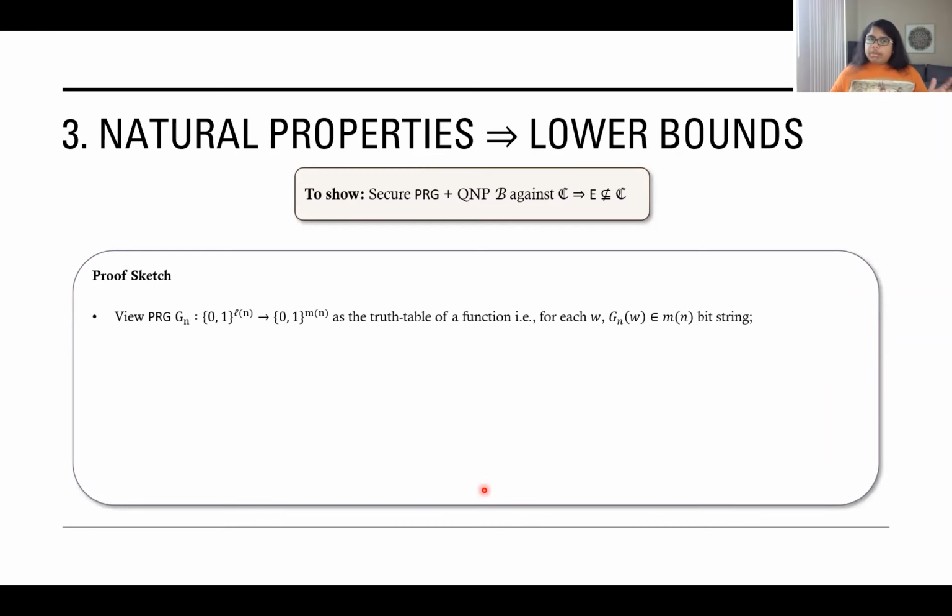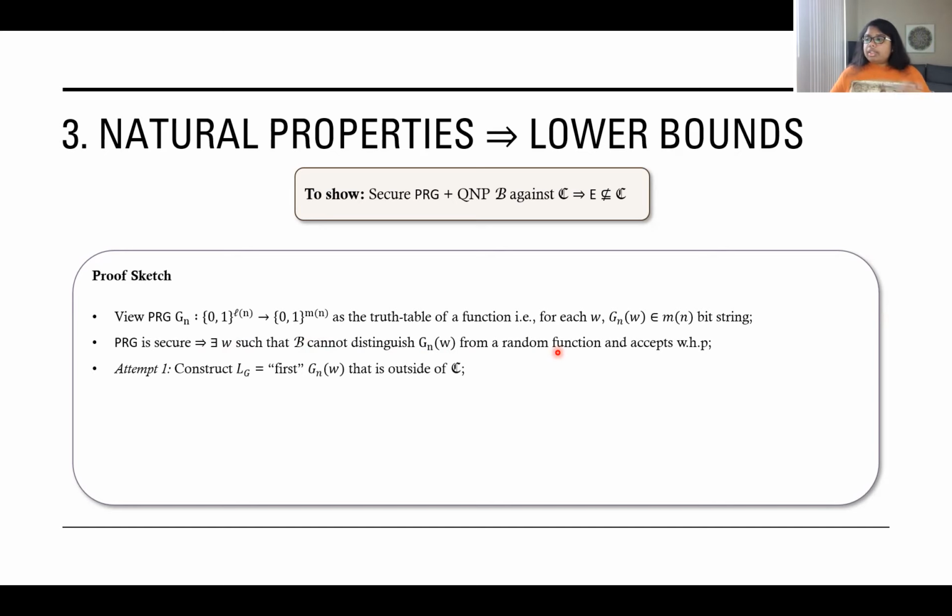So maybe we can dig in a little bit into how this argument goes. So, okay, now first thing we do is let's take this PRG, and I can always think of the output of this PRG as the truth table of some function. So this is an m(n) bit string that you get for every seed w that you put in, and that is the truth table of some big function. Now because my PRG is secure, there has to exist some w here, such that my natural property cannot distinguish this gn of w from an absolutely random function, which means my natural property has to accept with high probability.